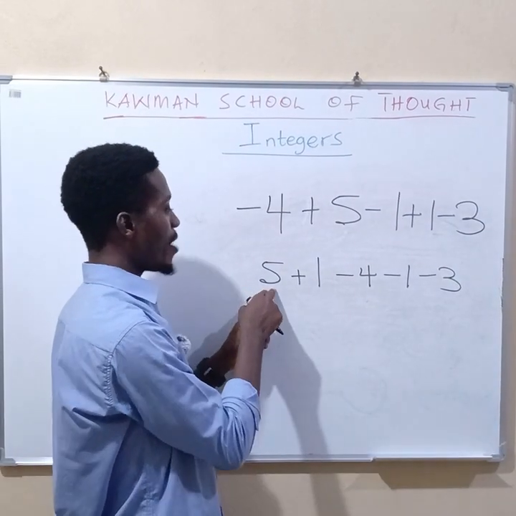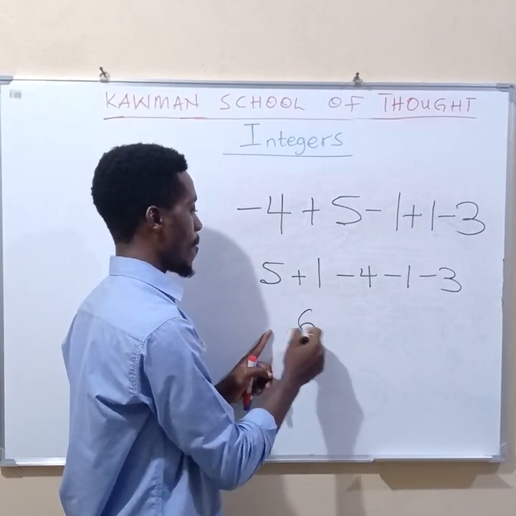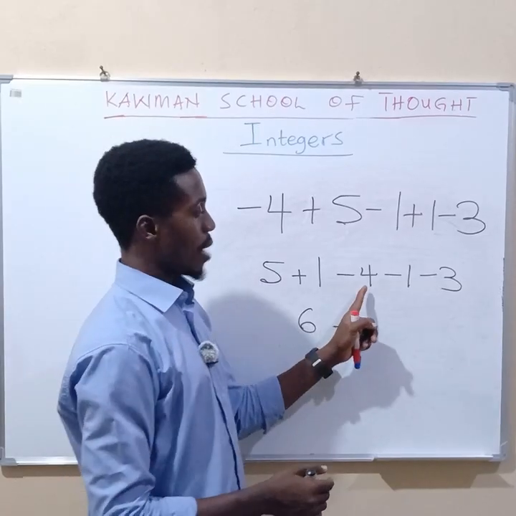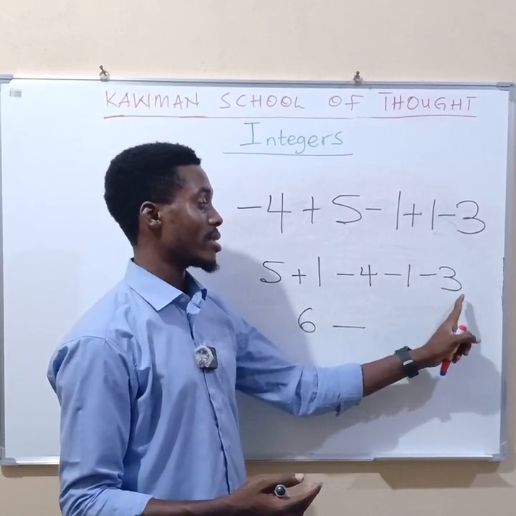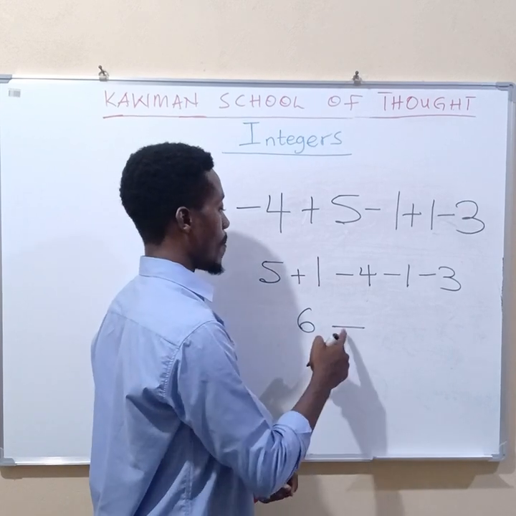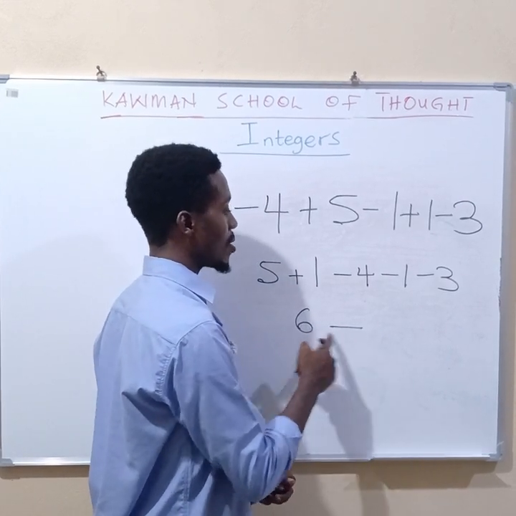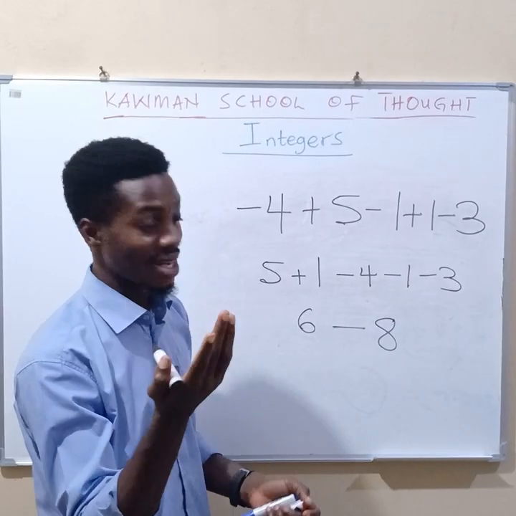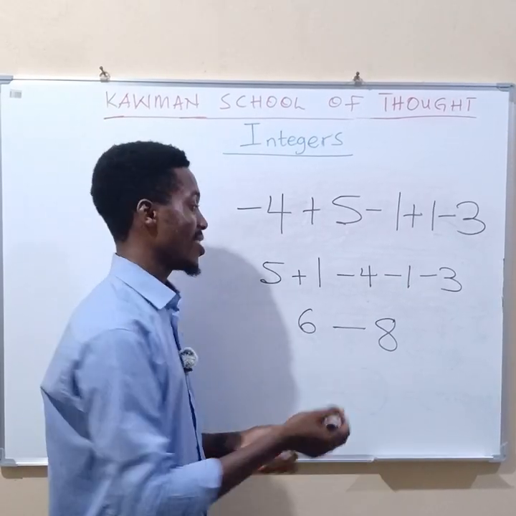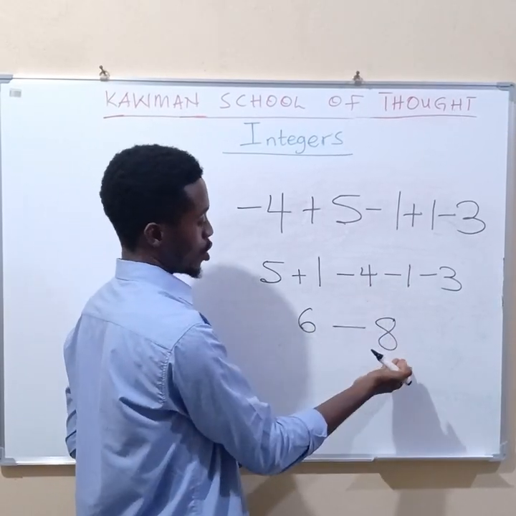So this is going to be what? 5 plus 1 gives us 6. Minus, I mean they are all negative, so just add them up. 4 plus 1 gives us 5, plus 3 gives us 8. So 6 minus 8. Sorry about the mix-up, because that's how my brain works. I see the answer before the question. So yeah, this is what we have.